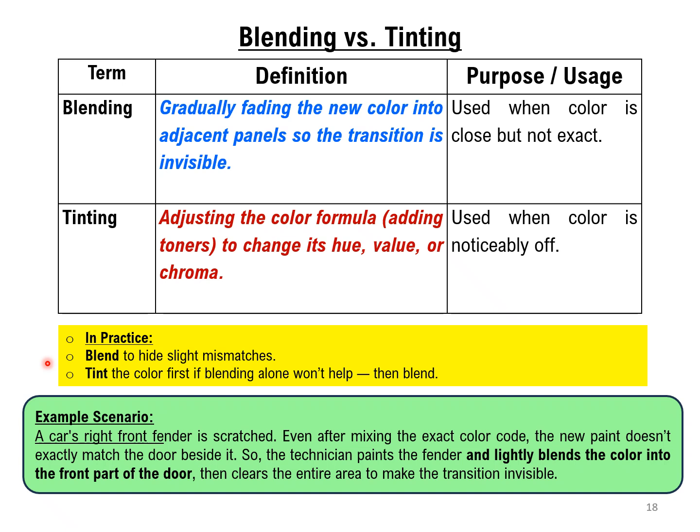An example in this case could be a car's right front fender that is scratched. Even after mixing the exact color code, the new paint does not exactly match the door beside it. So the technician paints the fender and lightly blends the color into the front part of the door, then clears the entire area to make the transition invisible.